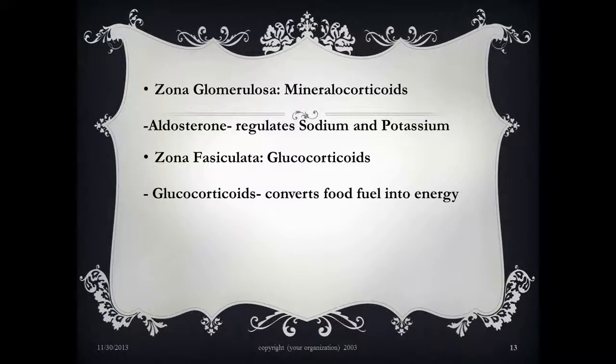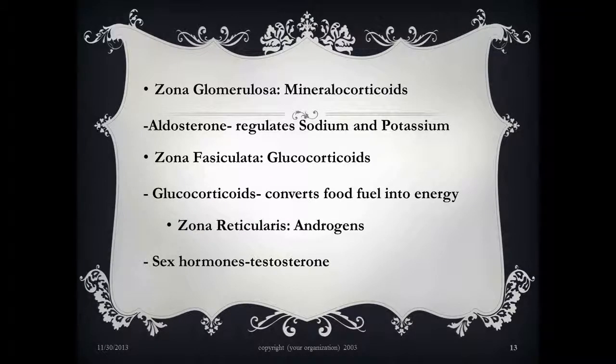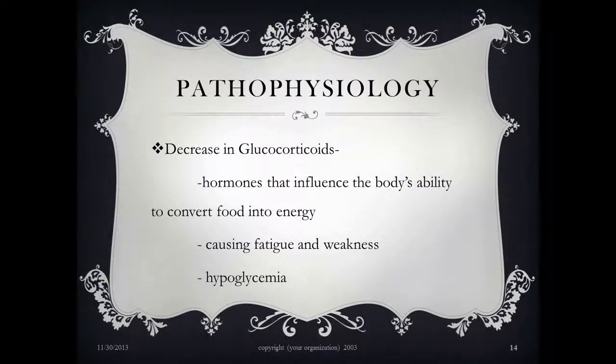The zona fasciculata's main purpose is secreting the glucocorticoids, and the glucocorticoids convert food into energy. The zona reticularis is responsible for secreting the androgens, which are the sex hormones, or testosterone. There's a decrease in the glucocorticoids. There's a decrease in the body's ability to convert food into energy, causing fatigue and weakness and hypoglycemia.